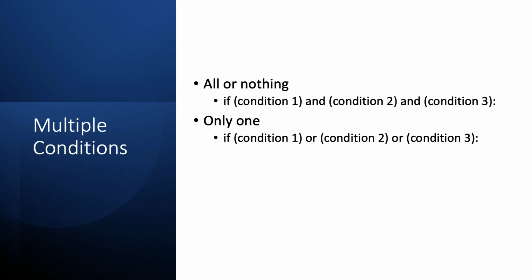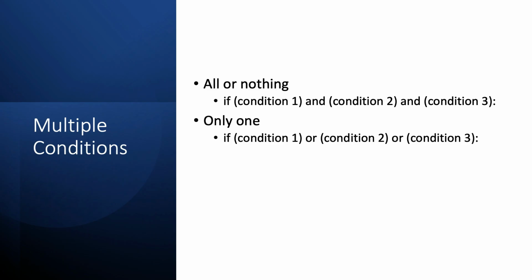And this slide presents two distinct ways to combine conditions into a single if statement. First, we have the all or nothing approach. This is represented by the code snippet: if condition 1 and condition 2 and condition 3. In this scenario, all conditions must be true for the indented code block to execute. It's like a series of locked doors, where every key must fit in order to open the way forward.